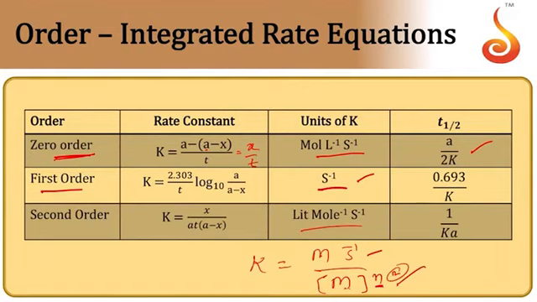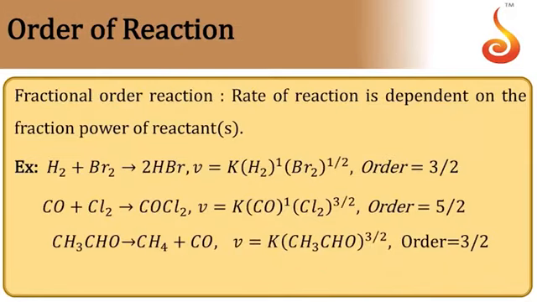So these formulas we need to remember while solving the problems. For a zero order reaction, K is equal to X by T, and half-life is A by 2K. First order reaction, K is equal to 2.303 by T into log of A by A minus X, half-life is 0.693 by K. Second order reaction, K is equal to X by A T into (A minus X), and 1 by Ka is the half-life of second order reaction. So these formulas should be remembered while solving the problems.